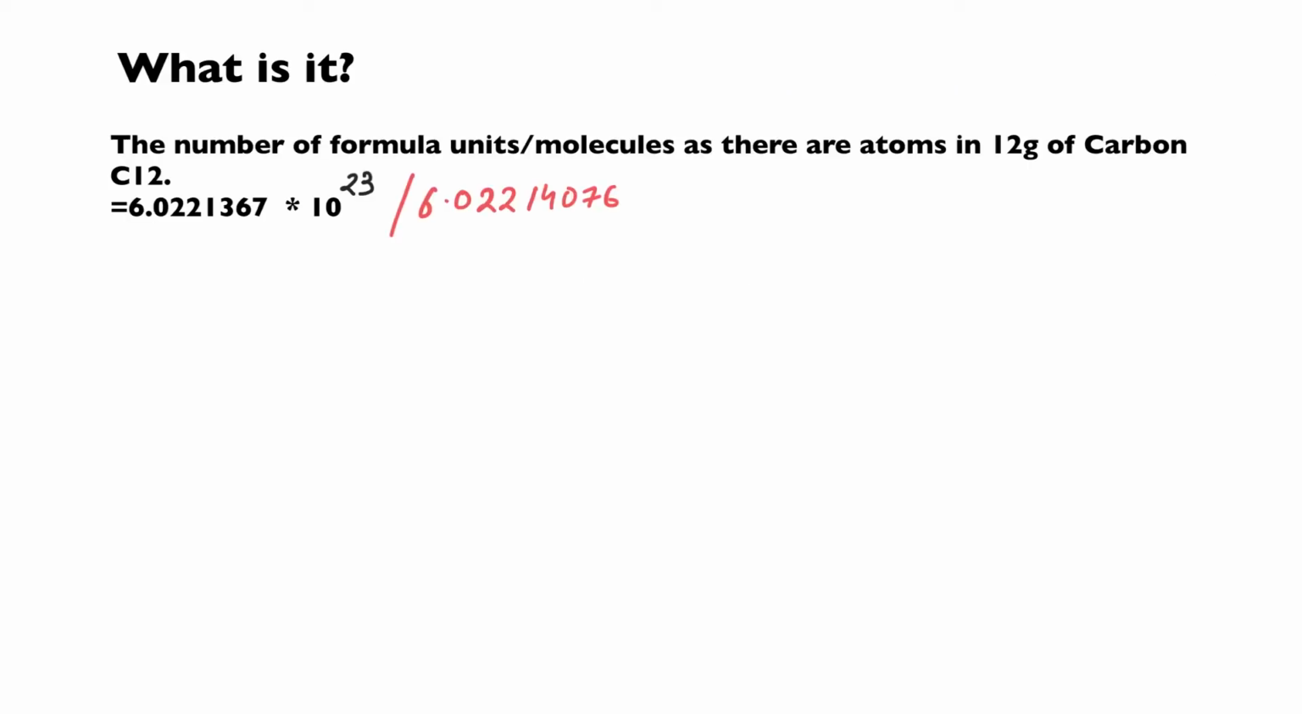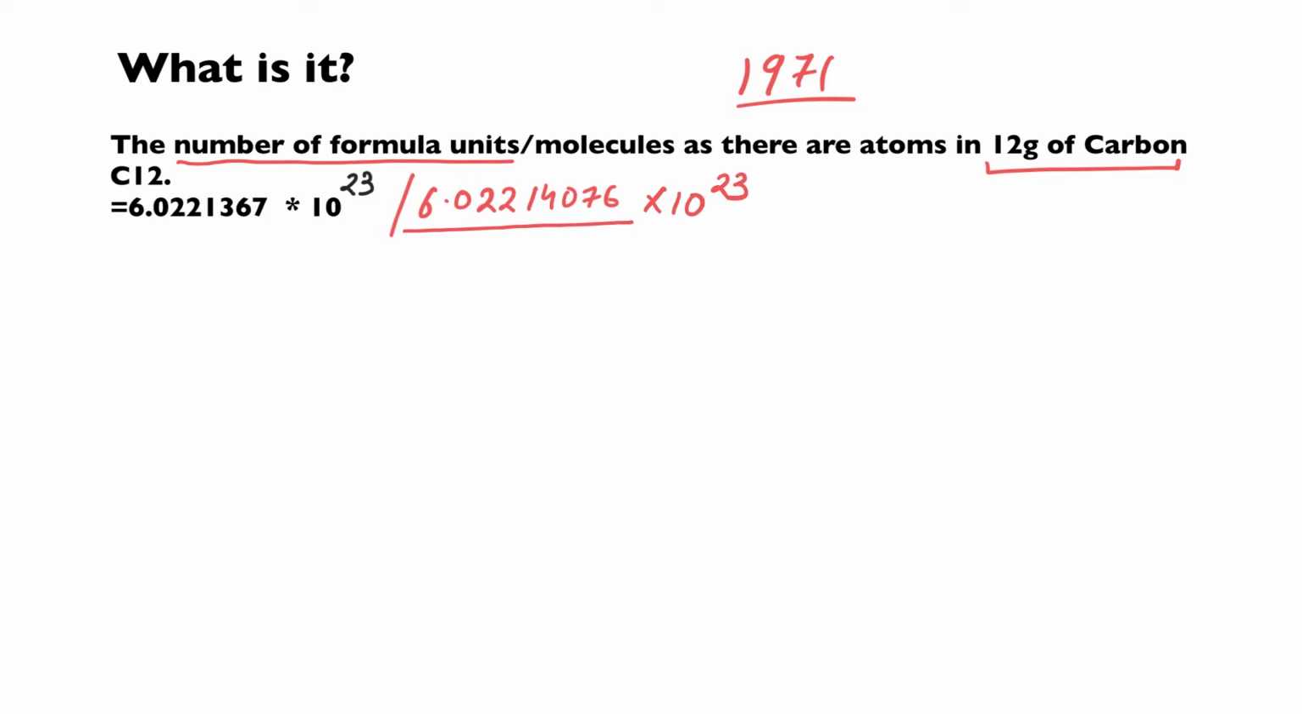Now, what is this number? As per the definition, it is the number of formula units or molecules or atoms in 12 gram of carbon C12. This is a definition that was adopted by the IUPAC in 1971. Now, let me tell you right here that this definition underwent a change in 2017, and now Avogadro number stands for 6.02214076 times 10 to the power 23.